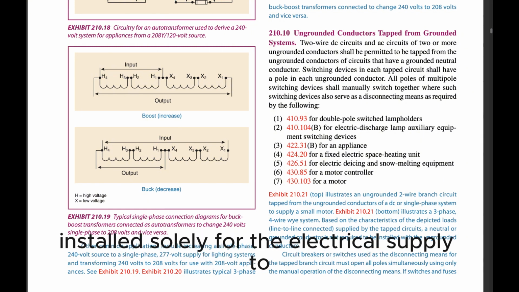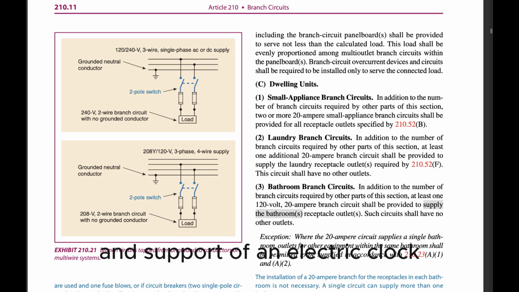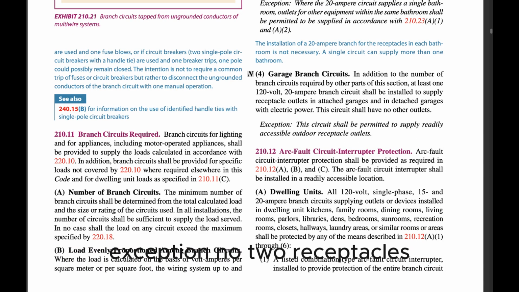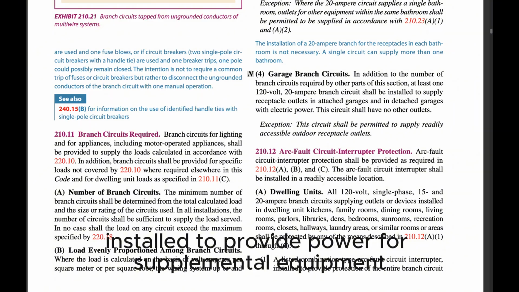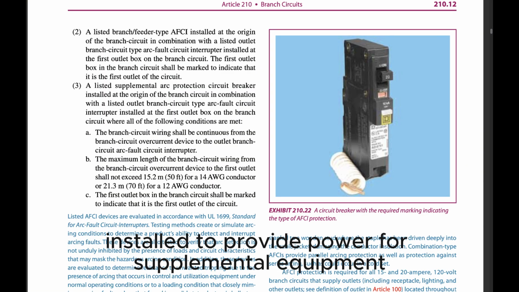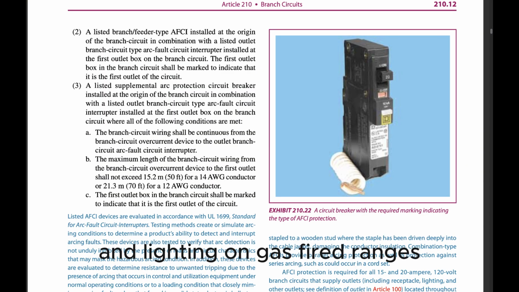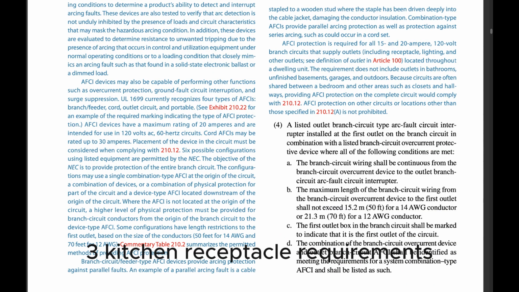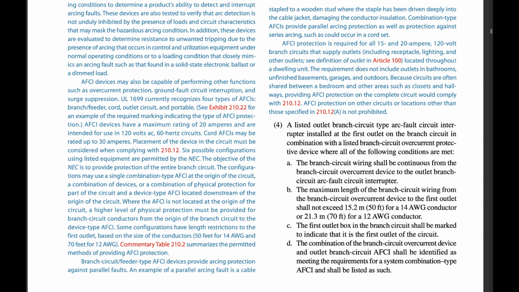2. No other outlets. The 2 or more small appliance branch circuits specified in 210.52(B)(1) shall have no other outlets. Exception no. 1. A receptacle installed solely for the electrical supply to and support of an electric clock in any of the rooms specified in 210.52(B)(1). Exception no. 2. Receptacles installed to provide power for supplemental equipment and lighting on gas-fired ranges, ovens, or counter-mounted cooking units.